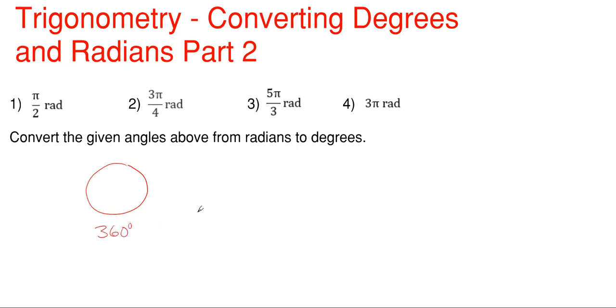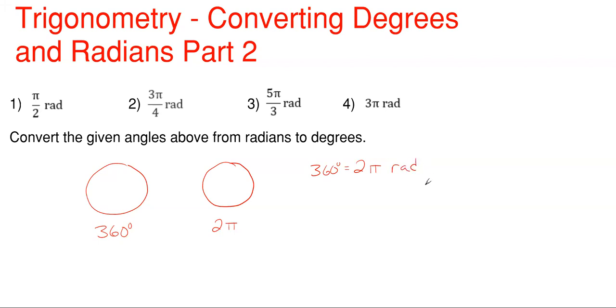In a circle, there are 360 degrees. Radians is the same type of measurement of an angle. But in a circle under radians, there's 2 pi. So we can equate these in an equation saying that 360 degrees equals 2 pi radians.